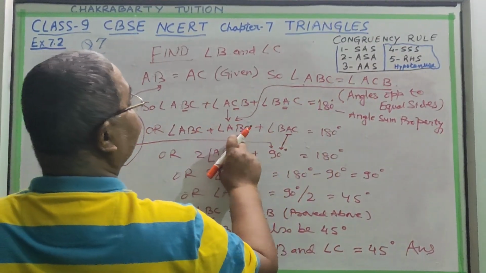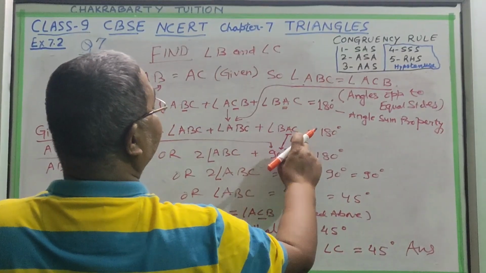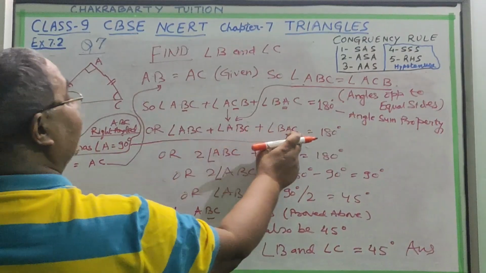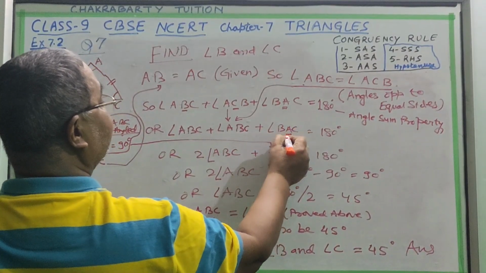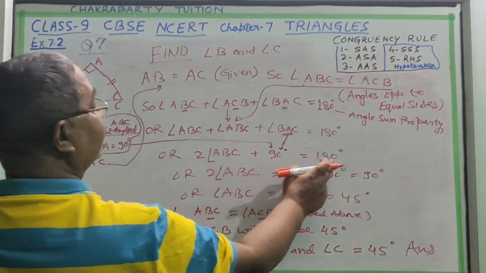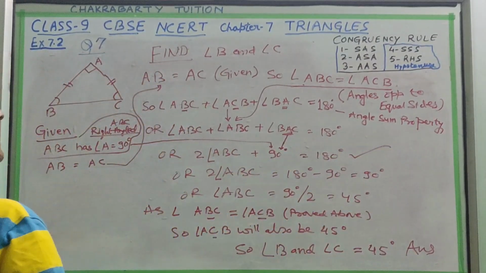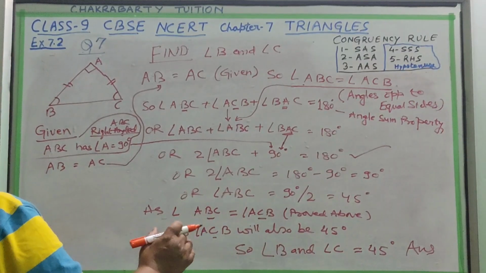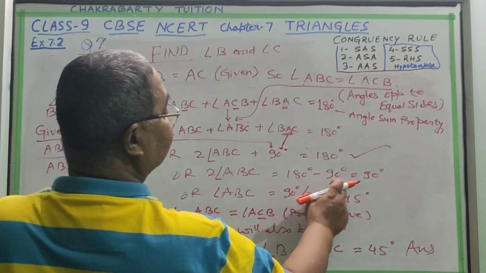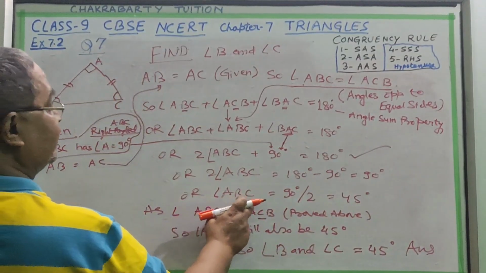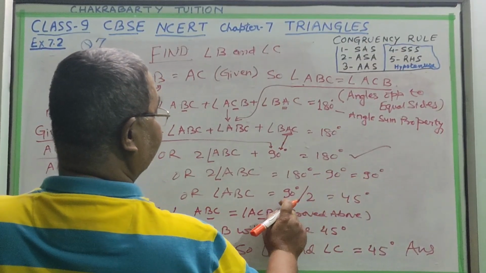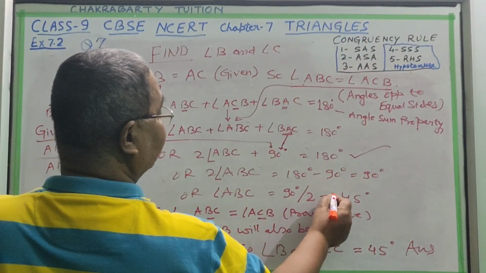So we get 2 ABC, and then angle A will remain as it is. In the question, angle A is given as 90 degrees. So in place of angle A we can write 90 degrees. So 2 ABC plus 90 degrees is equal to 180 degrees. Up to here it is clear. So now 2 ABC equals 180 minus 90. It means ABC is equal to 90 divided by 2, and it becomes 45.